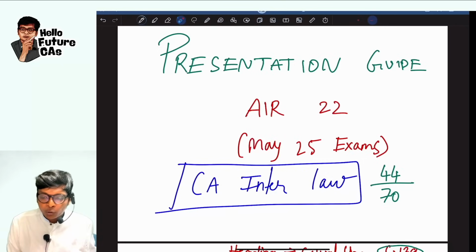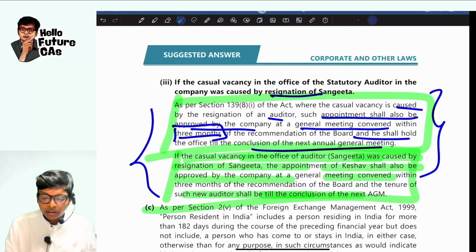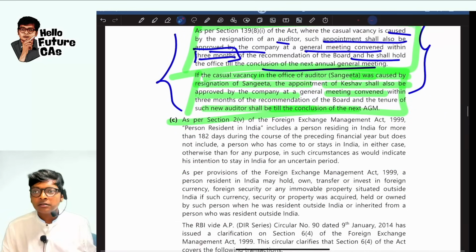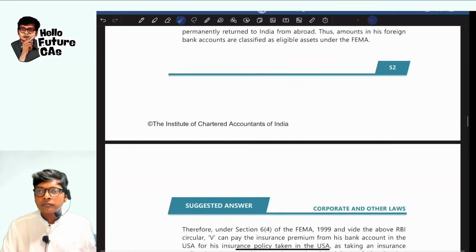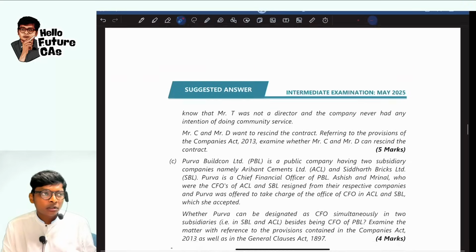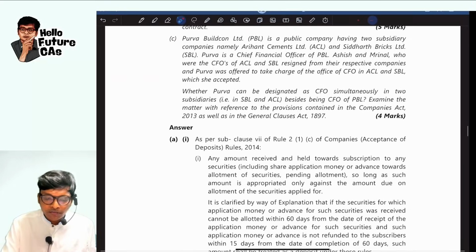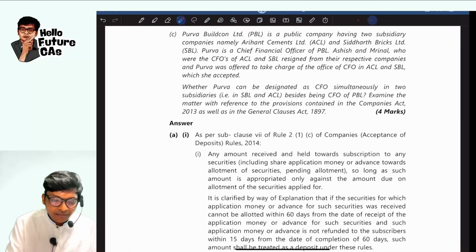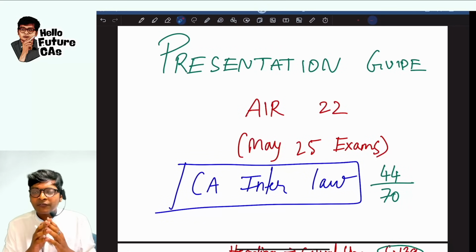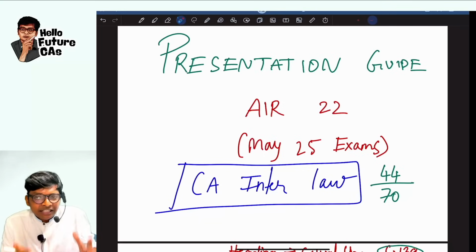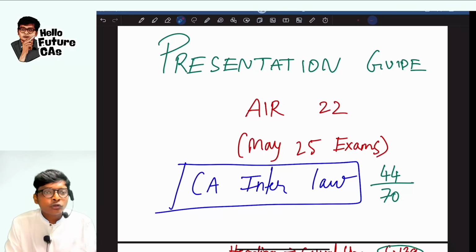Sir, how do we improve presentation? Very simple. ICAI is giving suggested answer. Keep reading them. Highlight the keywords. Or whichever book you are following for your class, they will be having those kind of keywords. If you are writing any test series, your suggested answers will have those keywords. That is only most important.